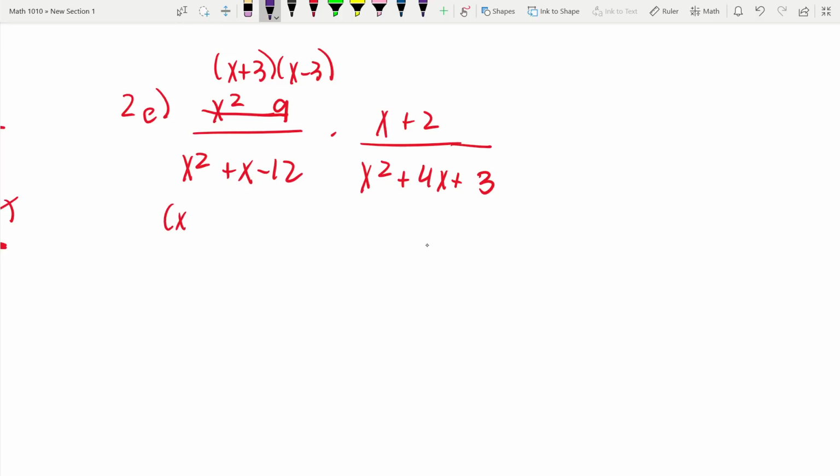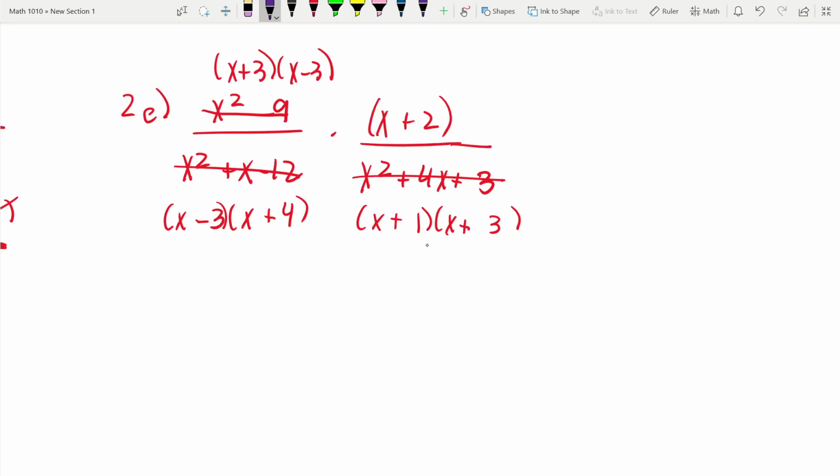This one right here, it's going to factor to x and x. The 12 is going to split to a 4 and a 3. Signs are different. Biggest is the positive. So the 4 is a positive, 3 is a negative. Get rid of that. X plus 2 doesn't factor. The bottom goes to x and x. Signs are the same. They're both positive. 3 and 1 multiply to give me 3 and add to give me 4.